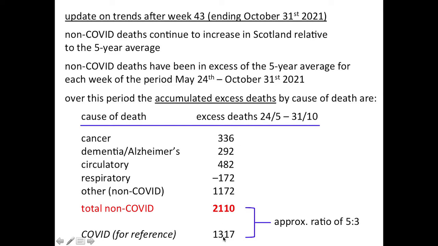The ratio of these two numbers is approximately in the ratio 5 to 3. So one could say that in the period late May to late October in Scotland, for every 3 individuals who sadly have died from COVID, there are 5 individuals who have died from non-COVID related causes in excess of what we would expect based on the 5-year average, and that excess has occurred every week for the last 23 weeks.